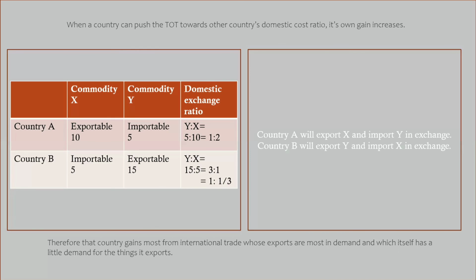Therefore, the country gains the most from international trade whose exports are most in demand and which itself has little demand for the things it imports. And that country gains the least which has the most insistent demand for the products of the other countries.